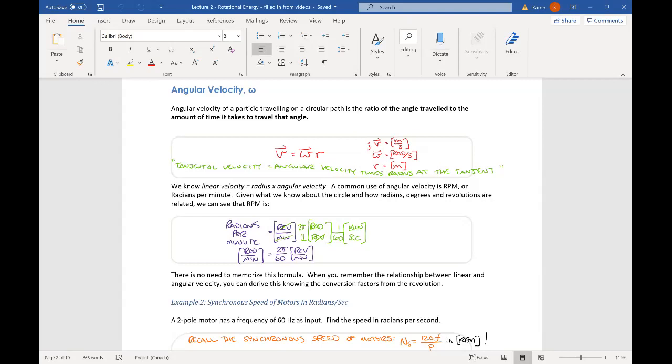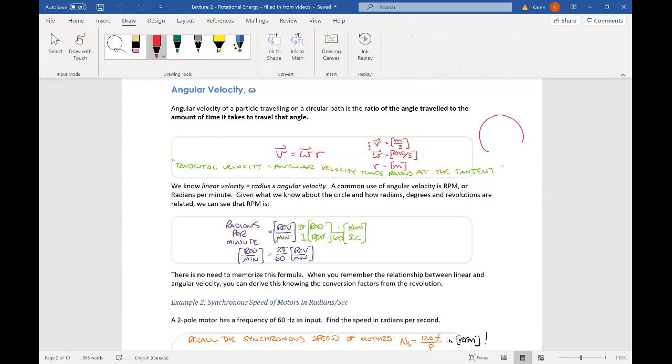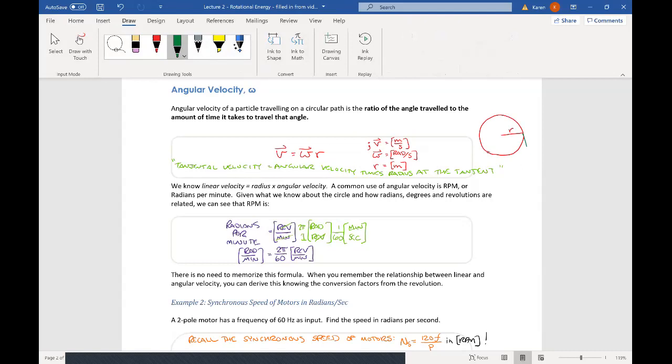And I'd like you to remember, please, that if we draw a circle of radius r, and let's say it's rotating this way, then the tangential velocity v is the velocity at the tangent from that circle and at radius r. So that's where we have that famous formula v equals omega r. So I just want you to remember that equation.